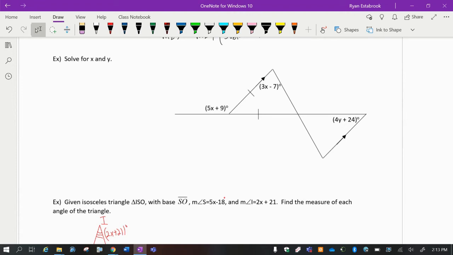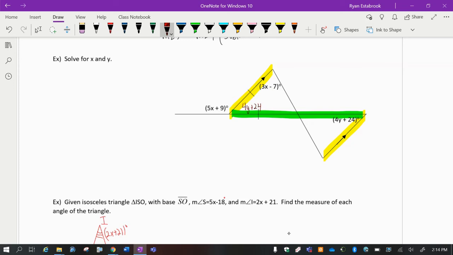Next, I have another example solving for variables, trying to solve for x and y. Again, go ahead and pause it, see what you can do. What I notice is that those yellow lines are parallel. The green segment serves as a transversal. So this 4y plus 24 is alternate interior to this one. So this angle also has to be 4y plus 24.